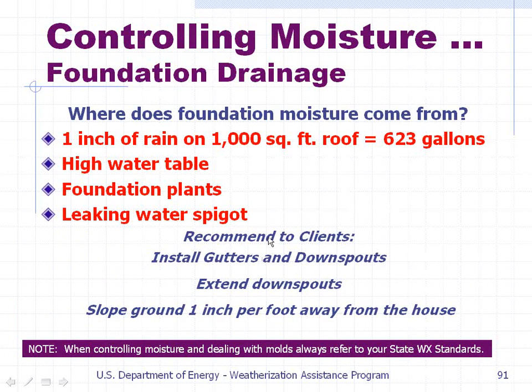Controlling moisture with foundation drainage considered. Now, where does foundation moisture come from? Well, 1 inch of rain on a 1,000 square foot roof can create 623 gallons. A high water table, foundation plants, and a leaking water spigot. Recommend clients install gutters and downspouts, extend downspouts, and slope the ground 1 inch per foot away from the house.